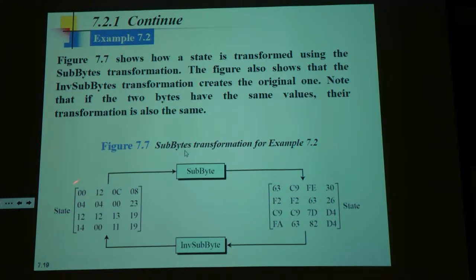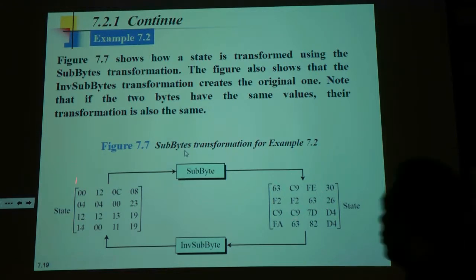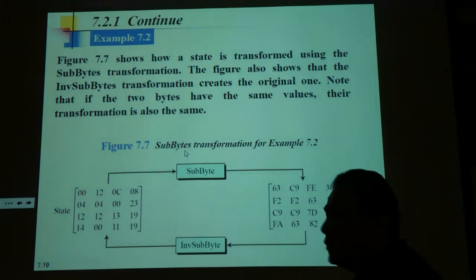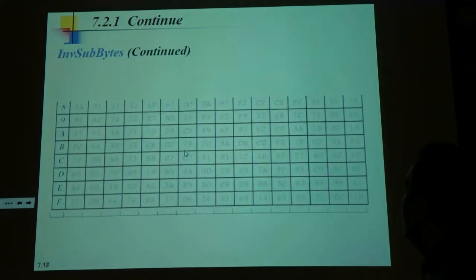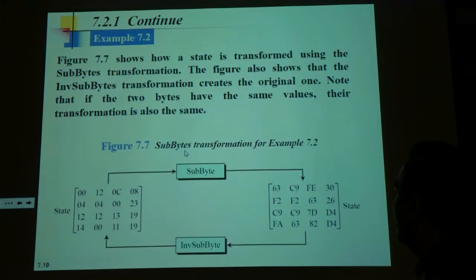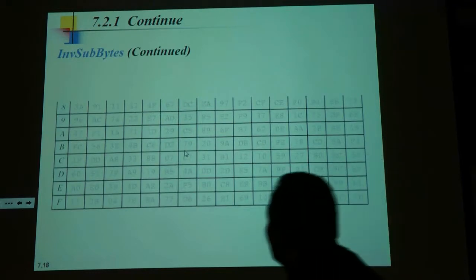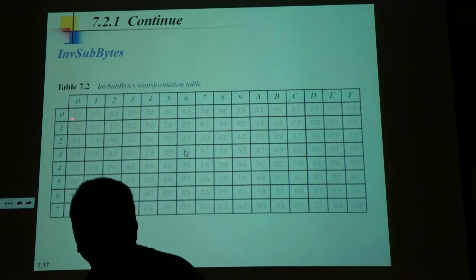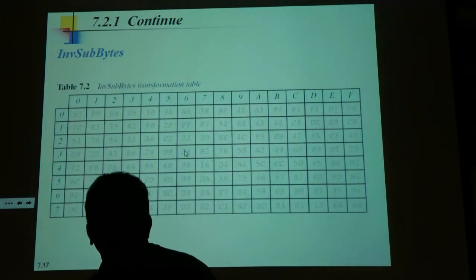So this in here, we need to convert it in sub bytes. So let's take the first one. What's the first one? 0, 0. Let's go to the table. Where is 0, 0? Here. So 0, 0 becomes what? 52. Can't see. Is it 52 or 63? 52. 52.